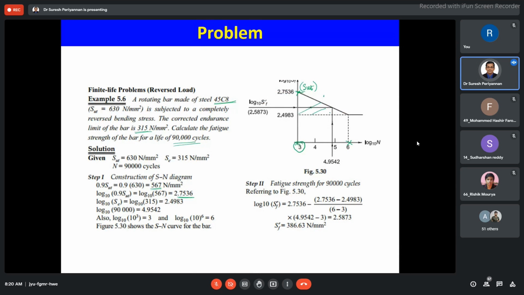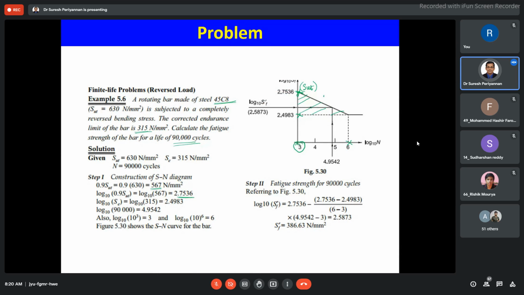Now the bottom side dimension is 6 minus 3. And in the y-axis, we know these two values. What is the value? For 6 minus 3, this is 2.7536 minus 2.4983.